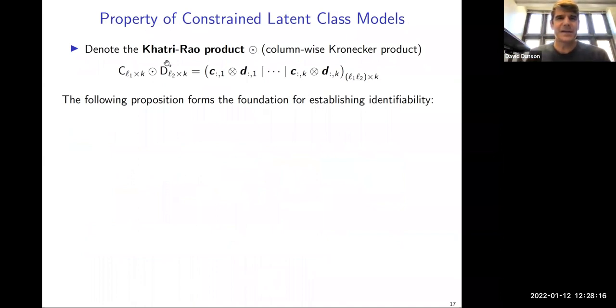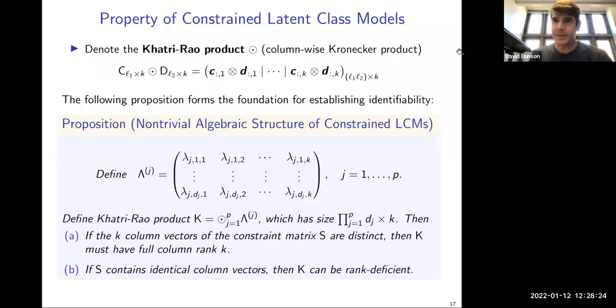A key piece is this Khatri-Rao product, the column-wise Kronecker product. We define it this way in general. And then this is a proposition about a non-trivial algebraic structure of constrained latent class models. Okay, so we're going to say lambda j is all the stuff in lambda related to the jth categorical variable. And we're going to take a Khatri-Rao product over those lambda j's.